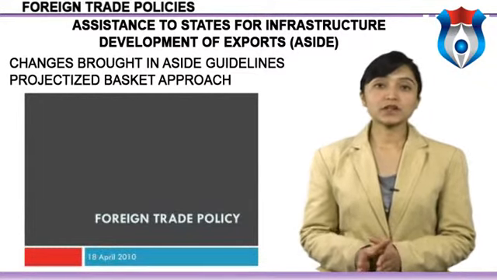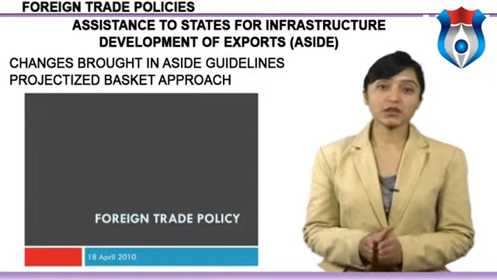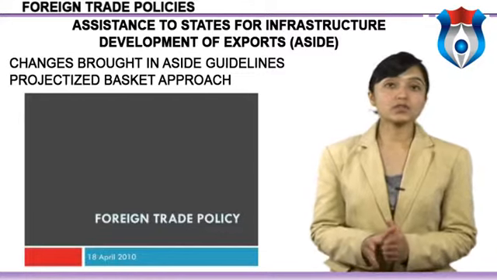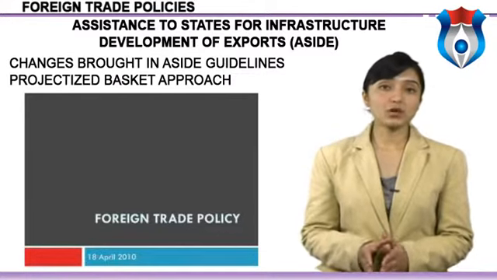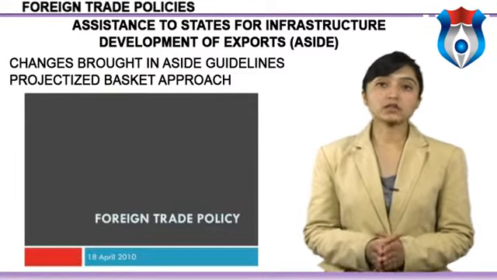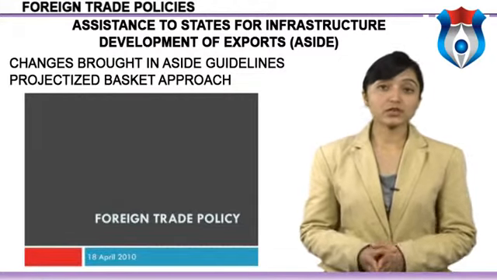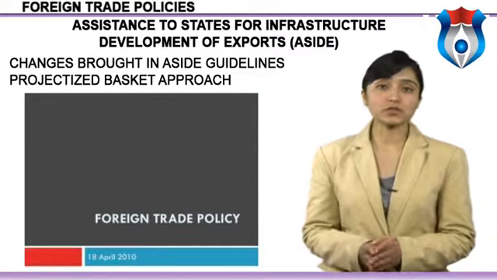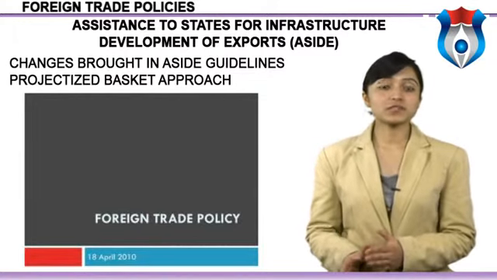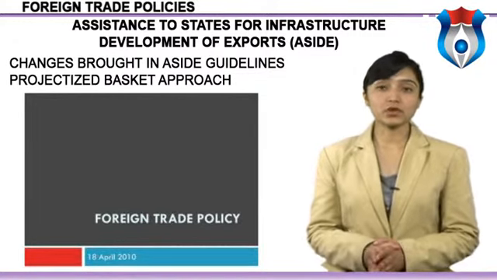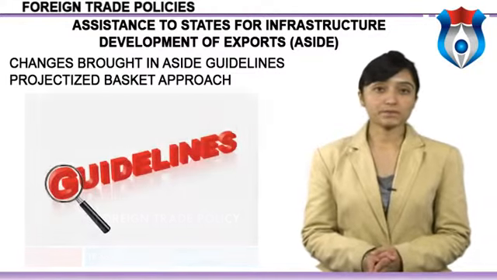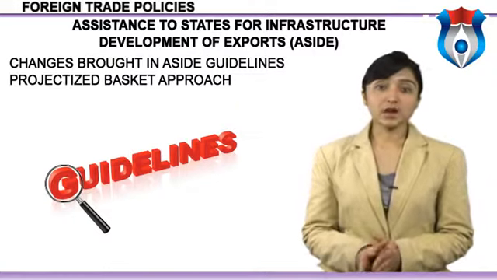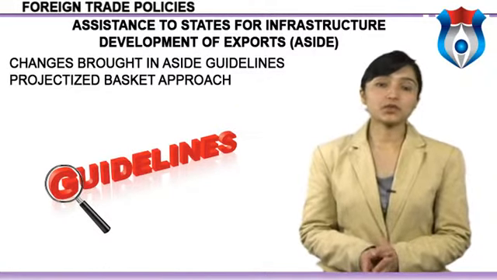In view of doubling of exports envisaged in FTP 2009 to 2014, involvement of states, UTs is now based on the projectized basket approach. Herein, a general basket of 500 to 600 critical export infrastructure projects with visible and tangible impact for implementation during 12th FYP is being prepared. The basket shall form the basic boundary of the scheme.